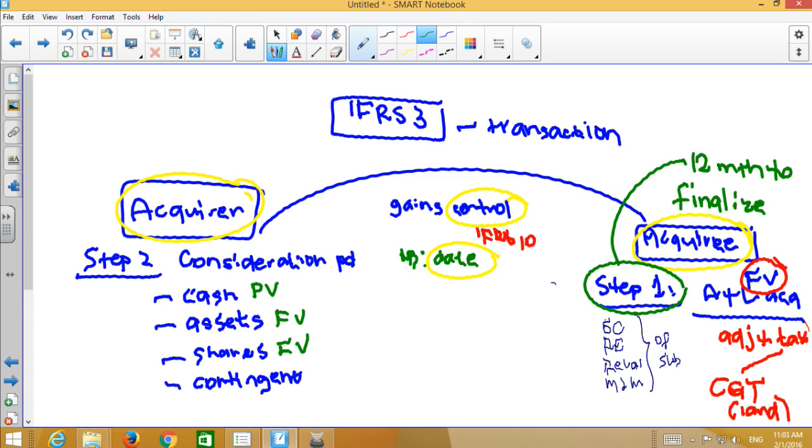All right? And then lastly, contingent liabilities are also measured at fair value. I determine, and that fair value will be given in the question, I determine what the payment might be, and I determine what the probabilities are. Yeah?